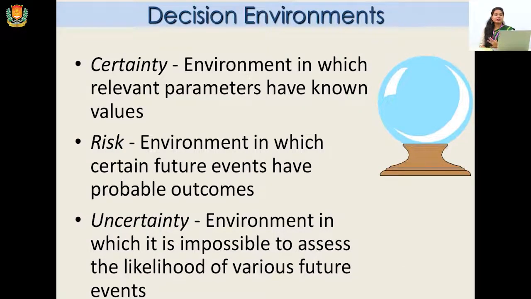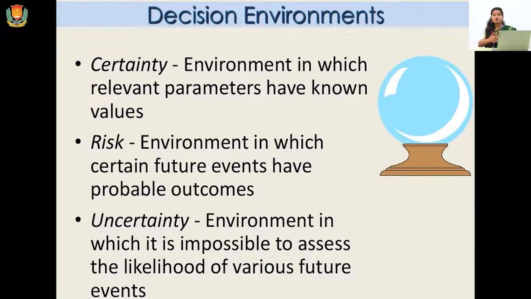Okay, so the next one is our decision environment. Decision environments relate to three major factors, or I can say the decision process consists of three major basic functions on which all decisions are taken. There are three types of decision environments. The first one is certainty, where a person knows that this particular event is going to happen soon, so this particular thing I know about it.